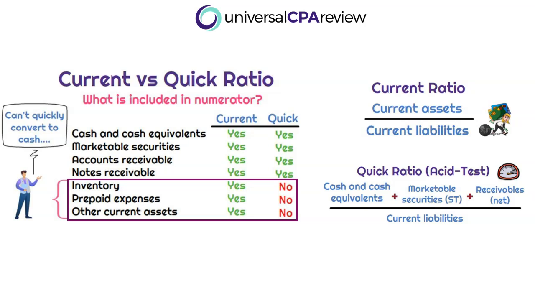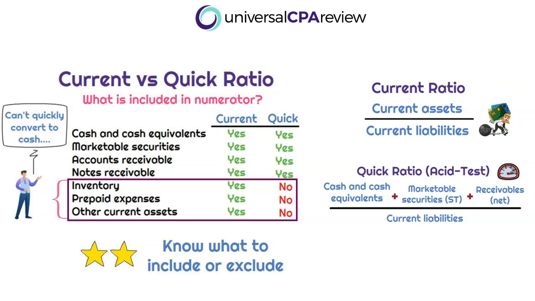So the main items that you'll see in the exam that are going to be excluded if they ask you to calculate the quick ratio, well, it's going to be inventory, prepaid expenses, and other current assets. Those are either not already in cash or can't easily be converted to cash in a short period of time to pay off those short-term debt obligations, right? So that is why they're excluded from the quick ratio.